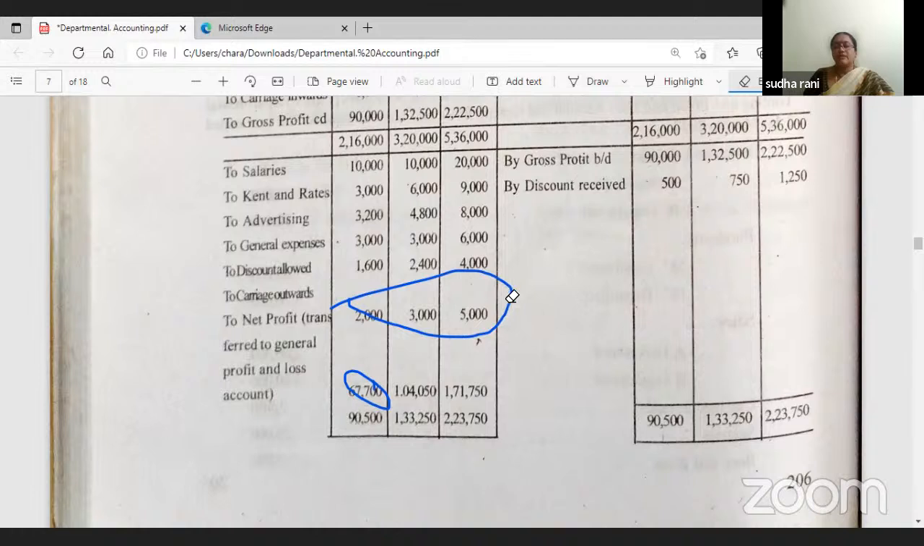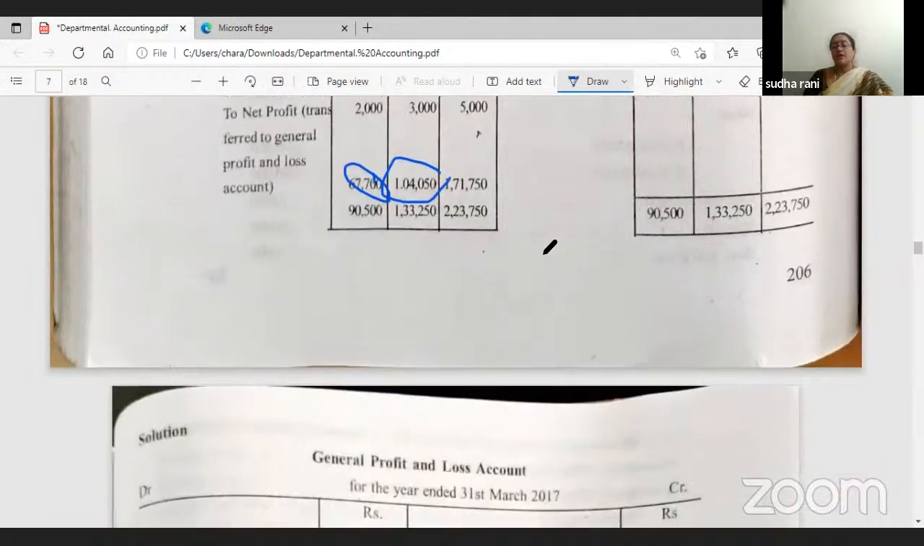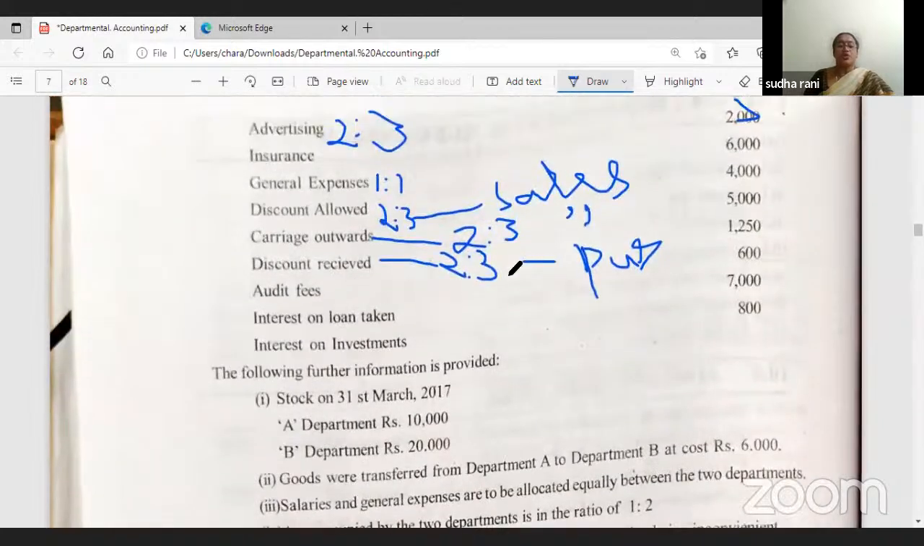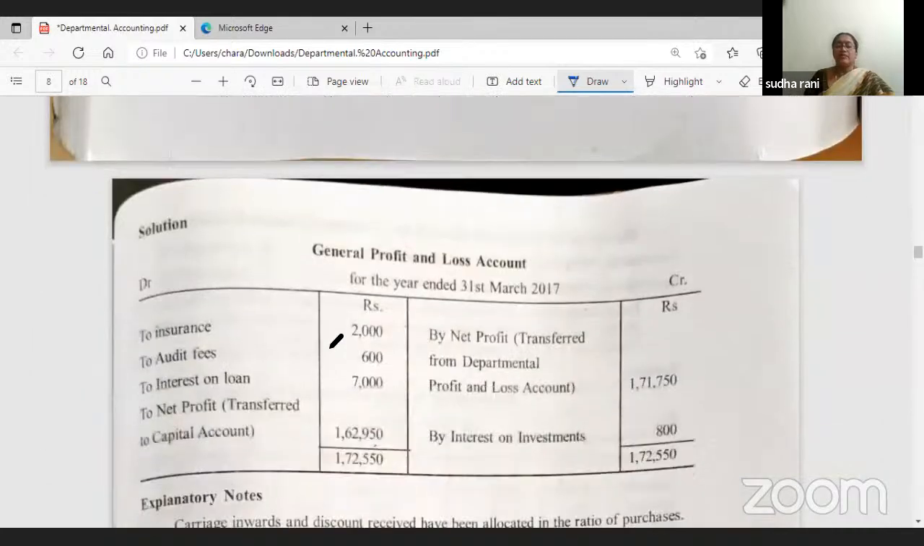B department total is 1,33,250, and the other total is somewhat around that. After taking the difference, you get the net profit of this department. If you add these two, you will get the total net profit. So the profit and loss account is over. But now you have certain expenses which are not allocated, like audit fees, interest on loan, insurance, right? Those are to be shown by preparing a combined profit and loss account. That is called the general profit and loss account.